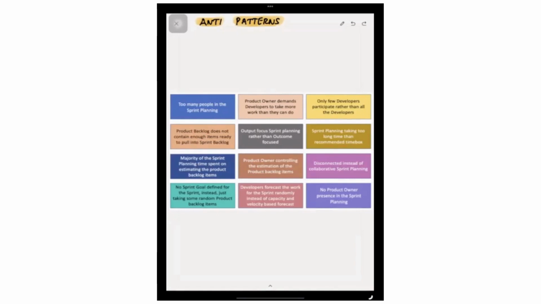And product owner controlling the estimates of the backlog items. Generally, according to Scrum, the developers are responsible for sizing the backlog items, because they know what is the complexity involved, what is the uncertainty involved, what is the volume of work involved to complete an item. So it would be good for the product owner to leave the estimation to the developers, which will help to have more accountability and commitment.